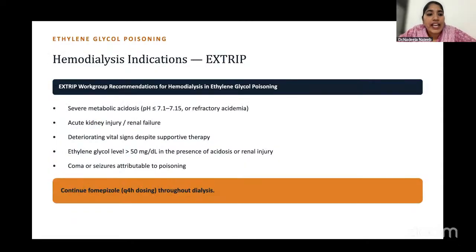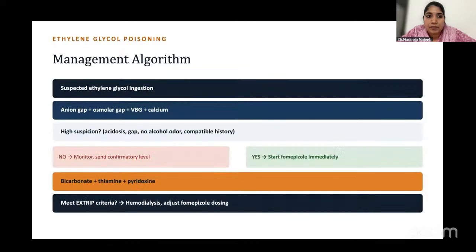The indications for dialysis: severe metabolic acidosis less than 7.1 to 7.15 or refractory acidemia, acute kidney injury or renal failure, deteriorating vital signs despite supportive therapy, ethylene glycol levels more than 50 milligram per deciliter, coma or seizures attributable to poisoning. Make sure to increase the frequency of fomepizole when you are initiating dialysis.